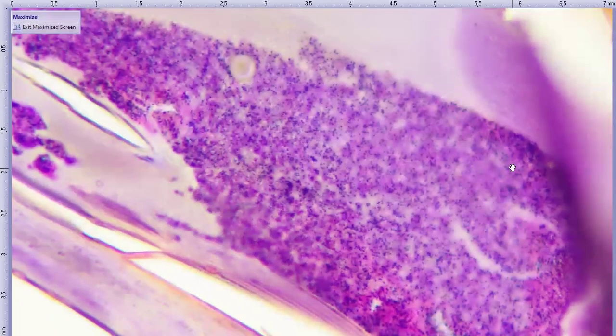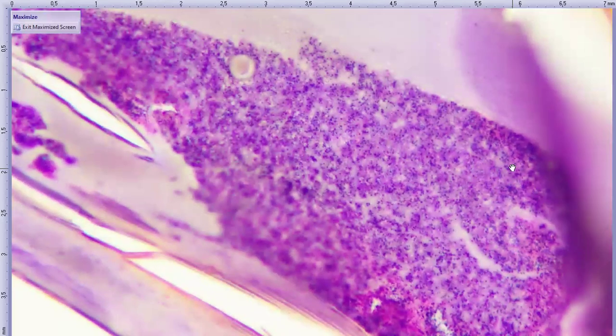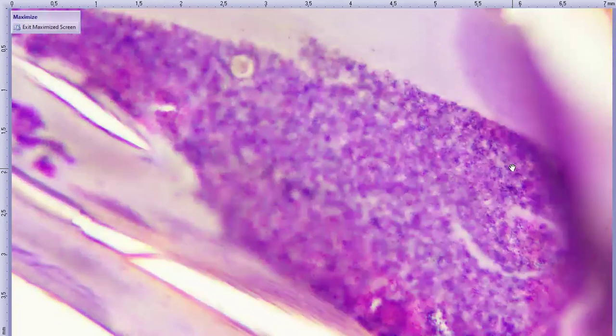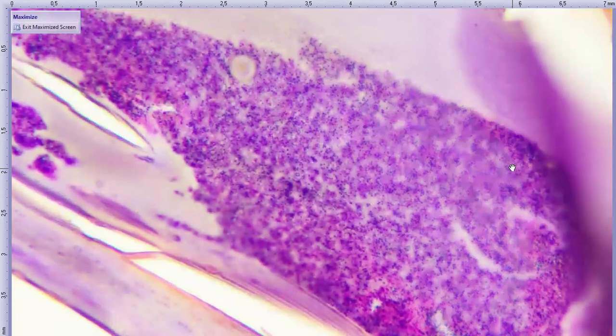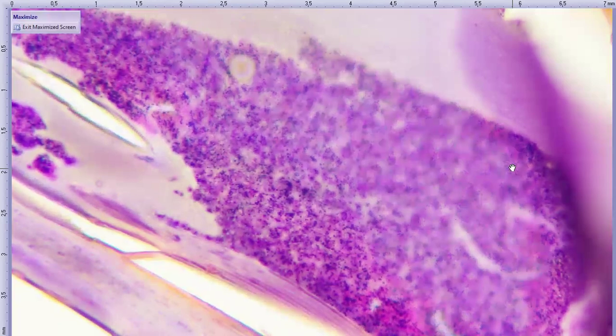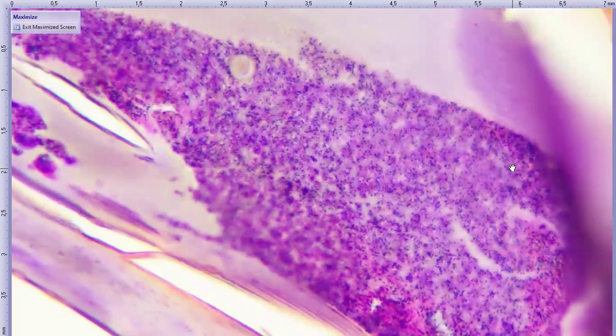Because there was some doubt, and the clinician was specifically interested in this case about whether this was encephalitozoon versus bacteria, I did a gram stain. Otherwise, I would have said, oh, this is bacteria, and moved on. But anyway, so this is the gram stain.